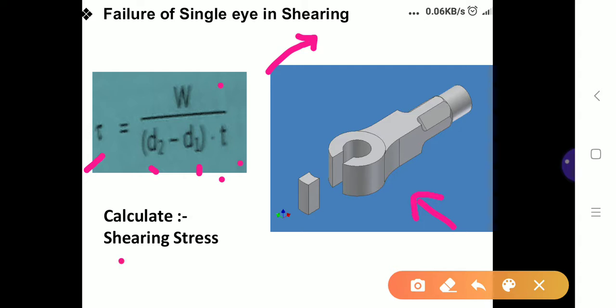From that equation we calculate shearing stress and check whether it is within limit or not. If it is within limit, then design is safe. If it is out of limit, then we modify the dimension of single eye.